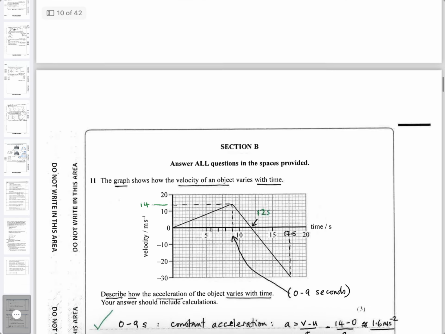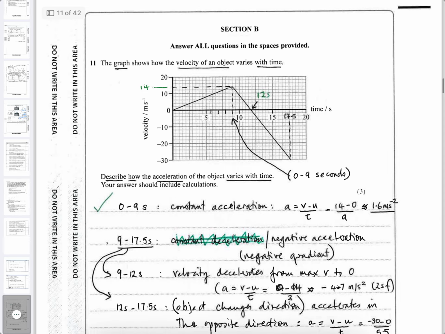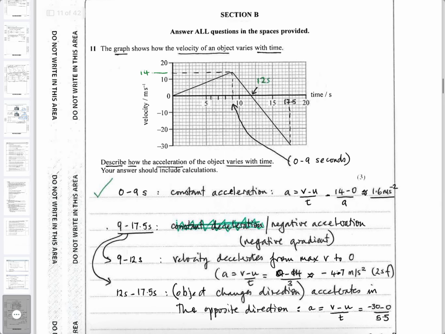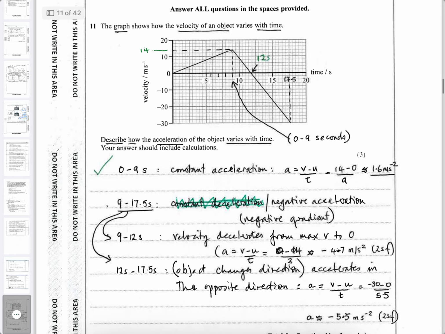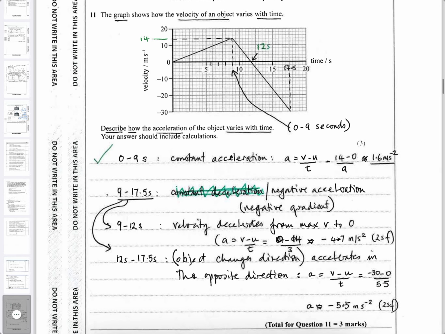Okay, so that's question 12. So here's question 11, the first question of section B, which is structured. So what have you got to do? Answer all questions in the spaces provided. The graph shows the velocity of an object and how it varies with time. Describe how the acceleration of the object varies with time.